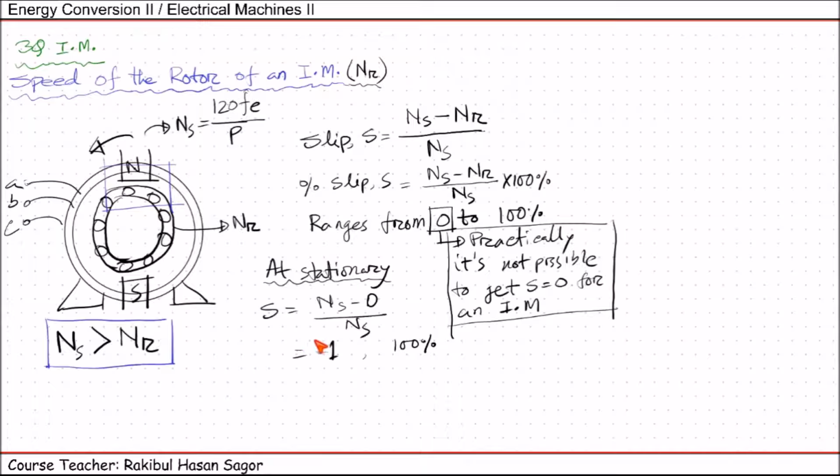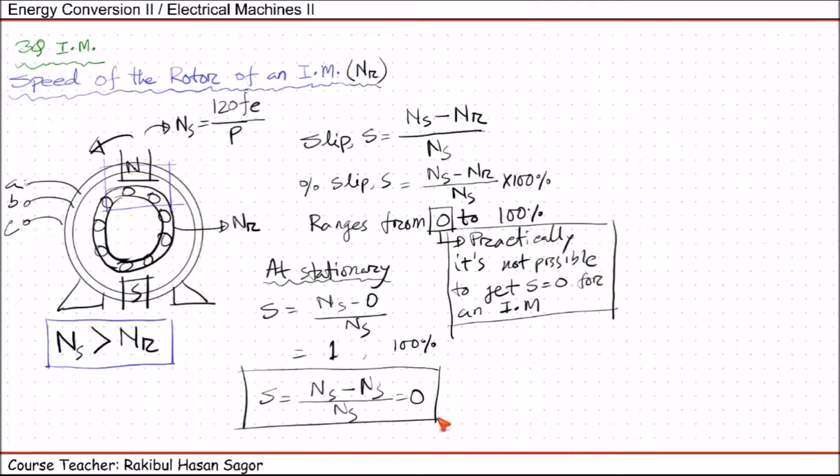But when the motor is running at synchronous speed, though it is not possible practically, then the slip value will be ns minus nr, and if the rotor is rotating at synchronous speed, nr will be equal to ns. So we can write ns over ns equal to 0. This is not possible practically, but if the rotor rotates at synchronous speed, then the value of slip is said to be 0.